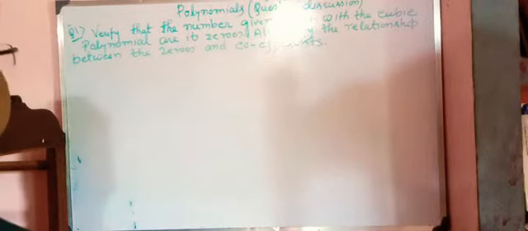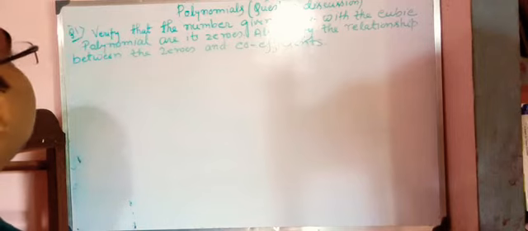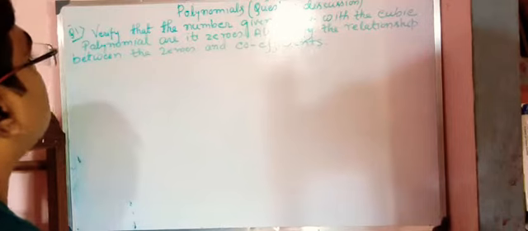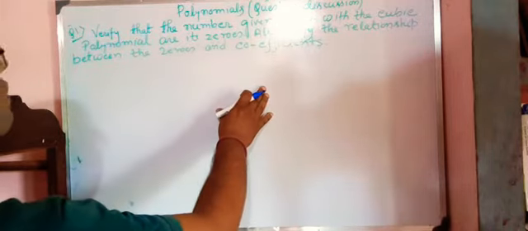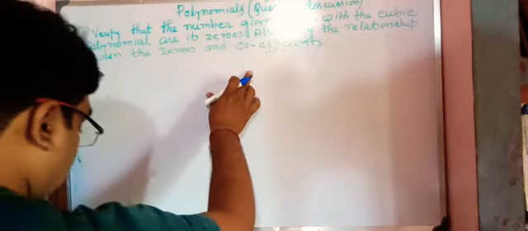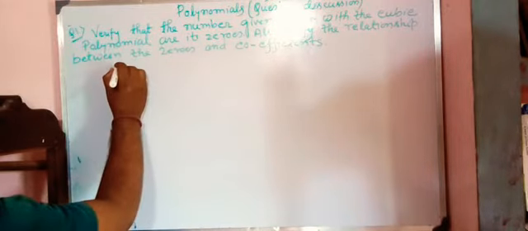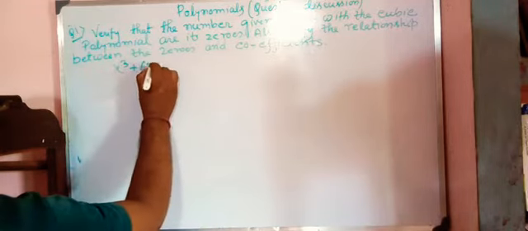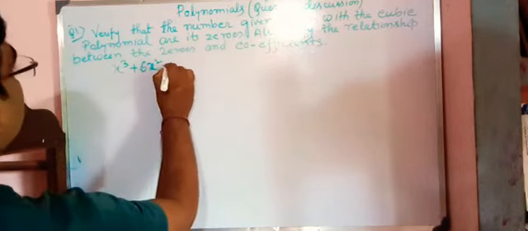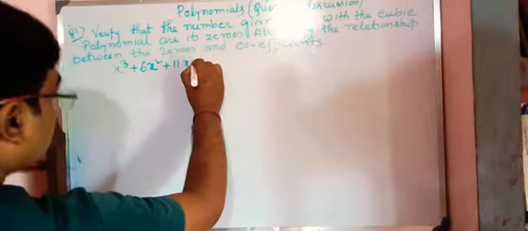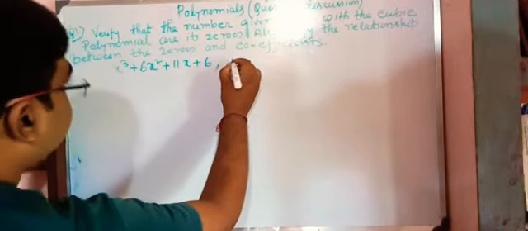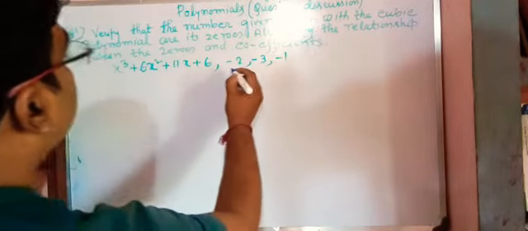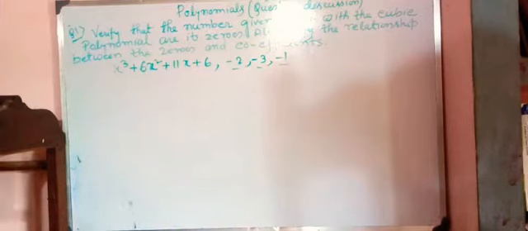Here one question is given that I am reading. Verify that the numbers given along with the cubic polynomial are its zeros. Also verify the relationship between the zeros and the coefficients. The cubic polynomial is x cube plus 6x square plus 11x plus 6, and the numbers given are -2, -3 and -1. We have to show that these three numbers are the zeros of this polynomial.